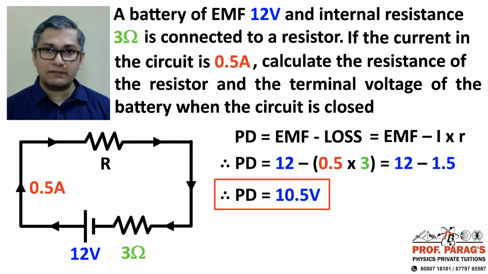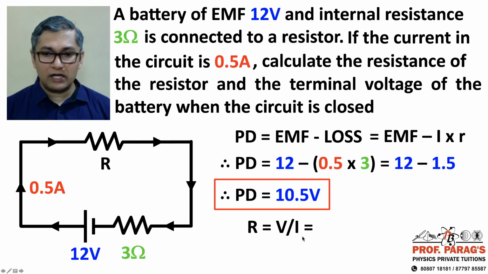Now, using this PD, one more piece of information is still to be found out, right? It is the external resistance R. So how do we get that? Again, we will simply use Ohm's law. Ohm's law will tell me that resistance is voltage upon current. Now which voltage and which current? Current is very clear. I know the I value is 0.5 amperes through both of them. They are in series, capital R and small r. So the current value is fixed. It is 0.5.